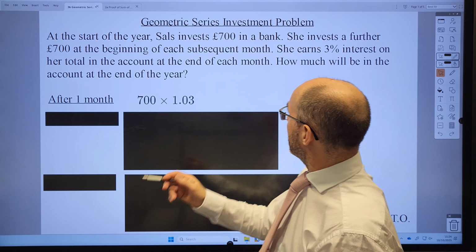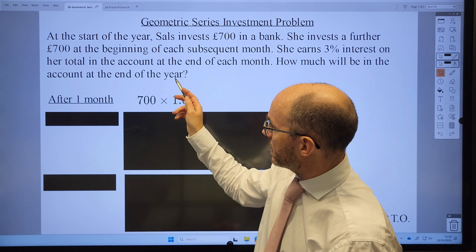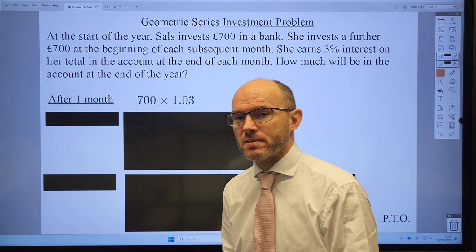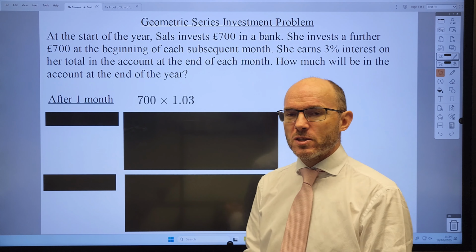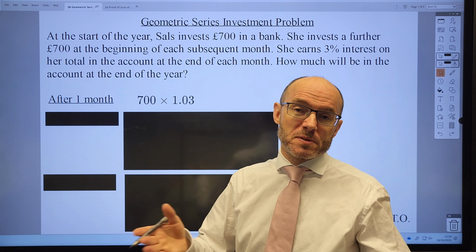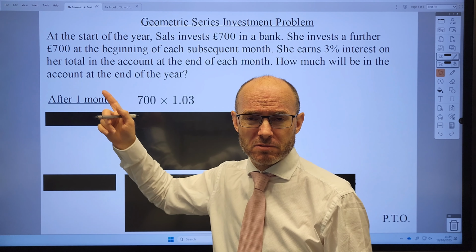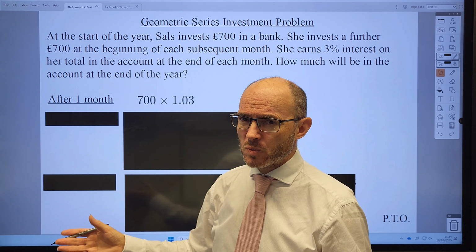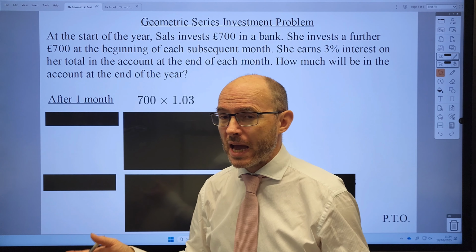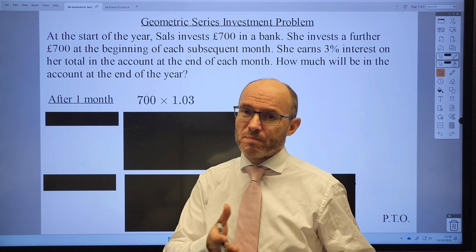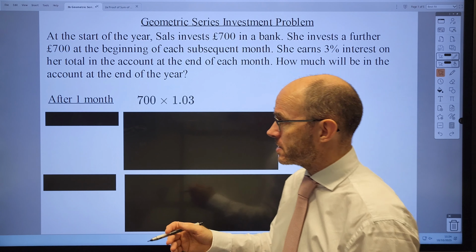Let's read on. How much will be in the account at the end of the year? So we've got to see how much it's going to be at the end of 12 months. That's 12 months in 1 year. The way to do this is just to build it up slowly. Having considered what's after 1 month, let's see what happens after 2 months and 3 months and so on until we see what the pattern is. And that's generally how you solve a lot of mathematical problems. You build it up slowly and see what is going on. See what, in this case, the pattern is.